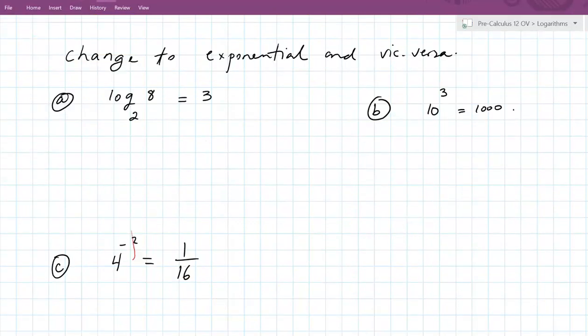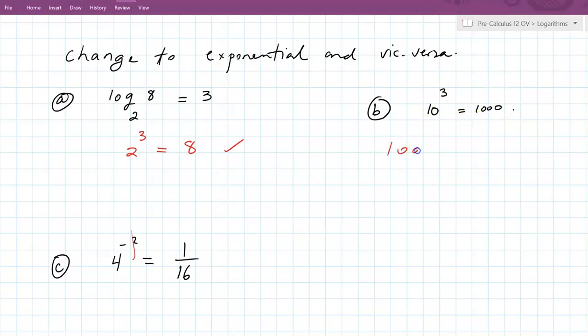So let's continue. Let's change this to exponential form and vice versa. In this case, we have part A, the logarithmic form. Let's change that to the exponential form. That is basically, you go through it, 2 to the 3 equals 8, and that is true. Here, we are going to go back. That means we're going to change the exponential form into logarithmic form.